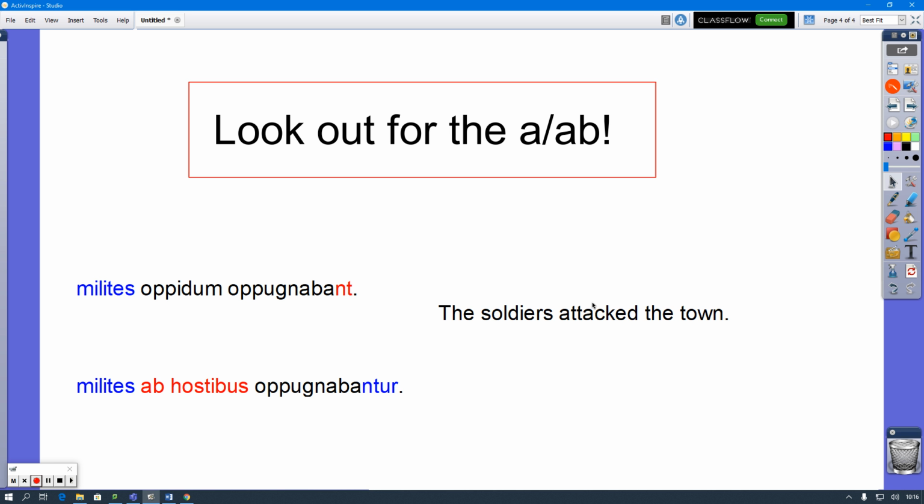In my second sentence, I have ab hostibus, by the enemy. And I can't miss that out when I translate it. I have to have by the enemy in my English sentence. And the only way I can do that is by translating a passive verb. The soldiers were attacked by the enemy. So if you take notice of the ab and you spot it and you translate it, it will actually help you to find the passive verb.